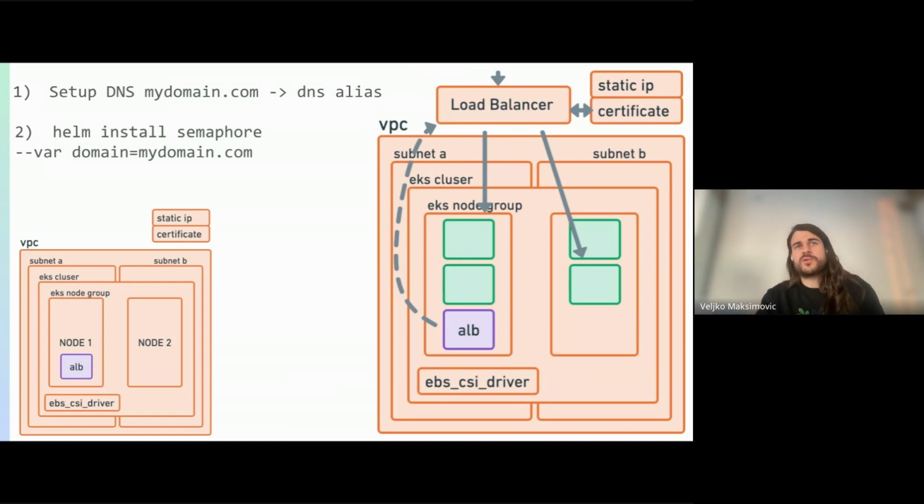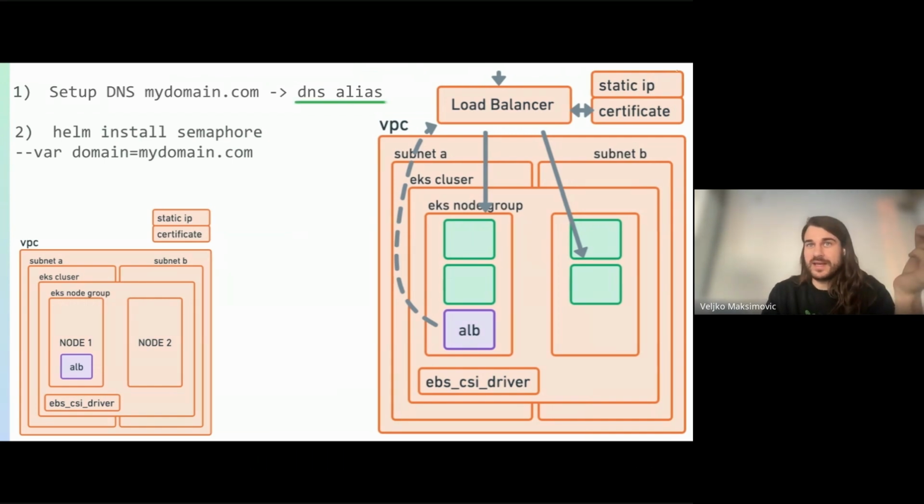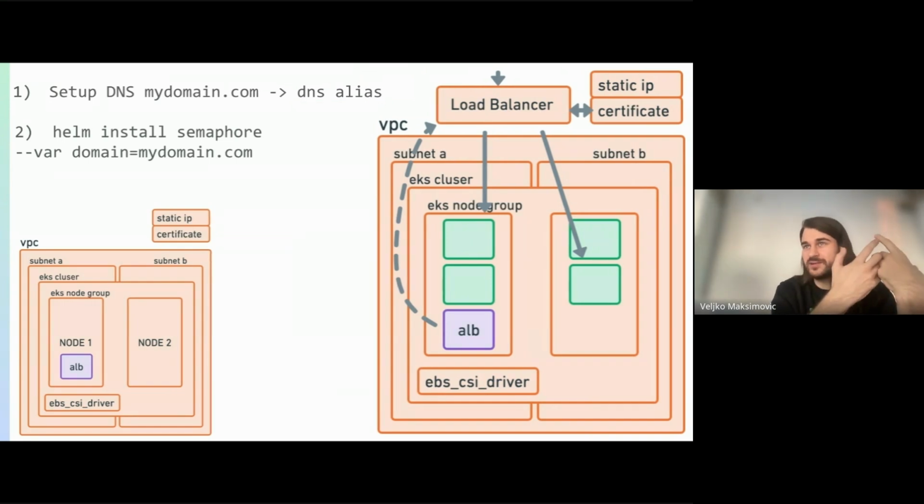But can we at least now point this domain to that alias we received from the load balancer? Turns out no, because there is no way to know which alias it will get before it is created. And this concept of reserving the alias or static IP does not exist in AWS.